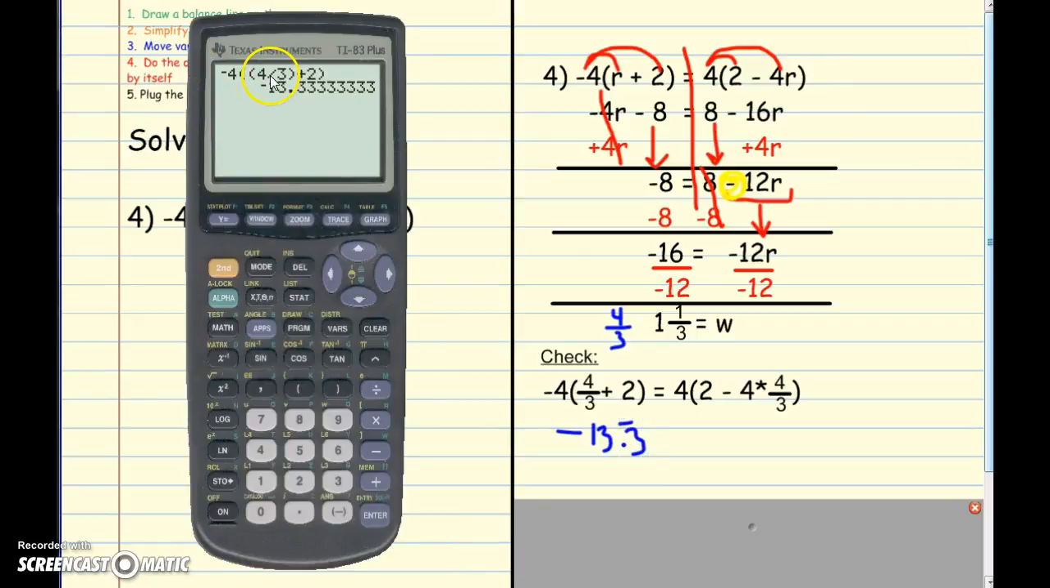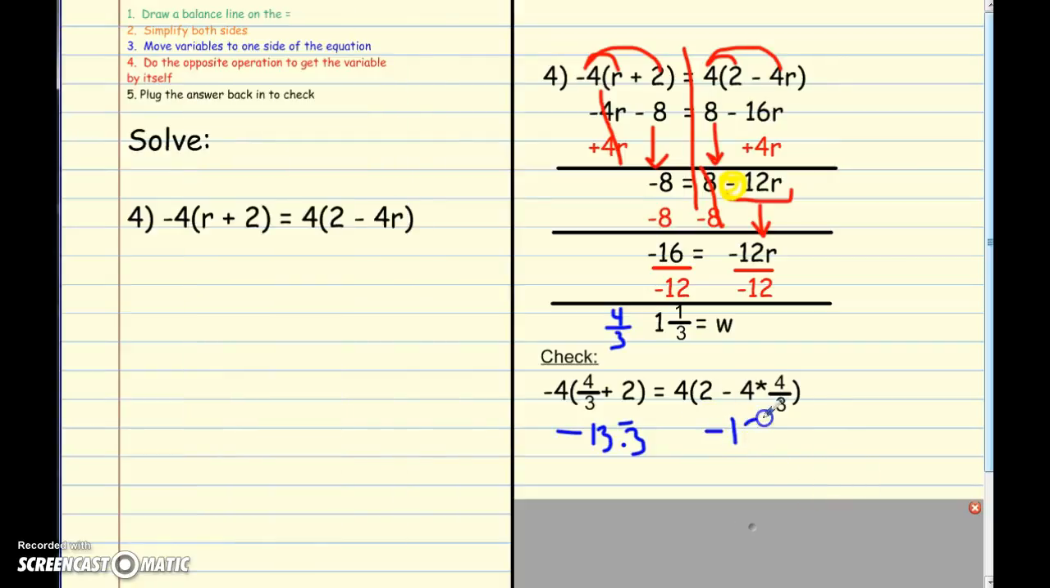Again, there's my negative 4 times the 4/3 plus 2. And now I'm going to put the stuff over here on the right-hand side, and I'm going to do that the same way. So I'm going to do 4 times 2 minus 4. And because I have a fraction, I'm going to put parentheses, 4 divided by 3. The first parentheses for the fraction, the second parentheses for the parentheses here. And I'm going to hit enter. And I get negative 13.3 also. So I know, again, that my answers are correct and my solution is good.